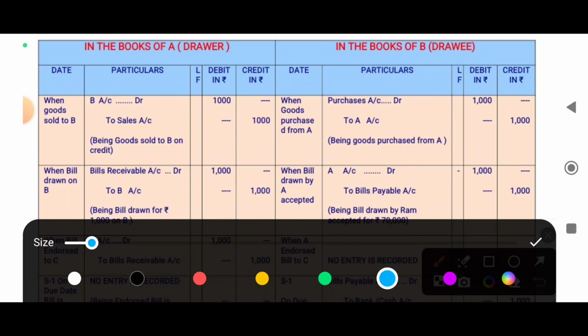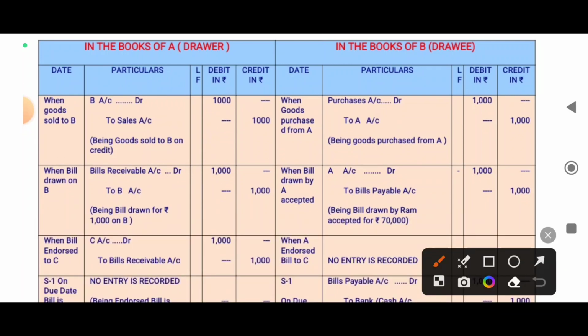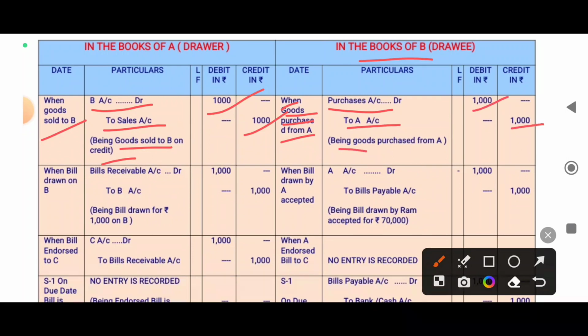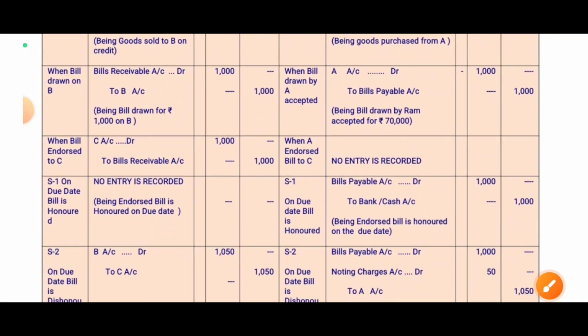So let us see the first one. When goods are sold to B, A has sold goods to B. So what will be the general entry? B account debit to sales account, being goods sold on credit, 1000 rupees, 1000 rupees. Same in the books of B, it will be purchases from A. When goods are purchased from A, purchases account debit to A account 1000 rupees, 1000 rupees, being goods purchased from A. This is the first transaction.